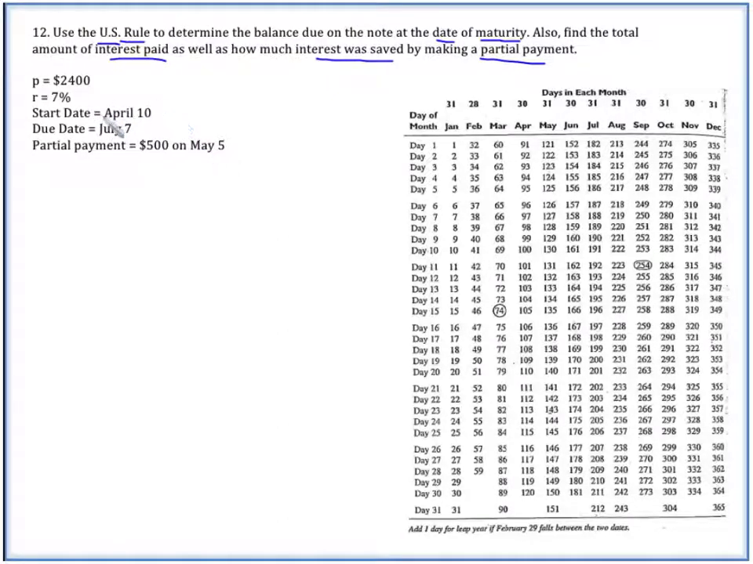So one way to set these up is by listing your dates across the top. So go ahead and list your start date of April 10th. Then give yourself a little bit of space and list your partial payment date of May 5th. And that was our only partial payment. And then the due date is July 7th. So then list July 7th right here.